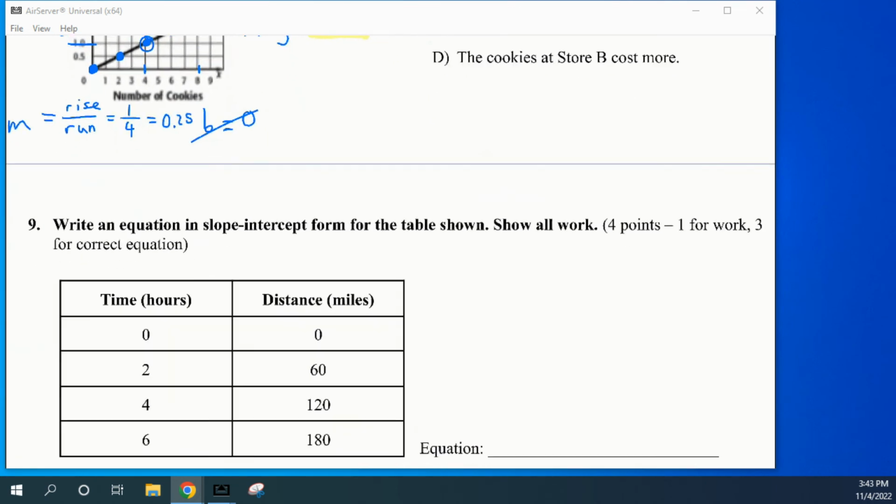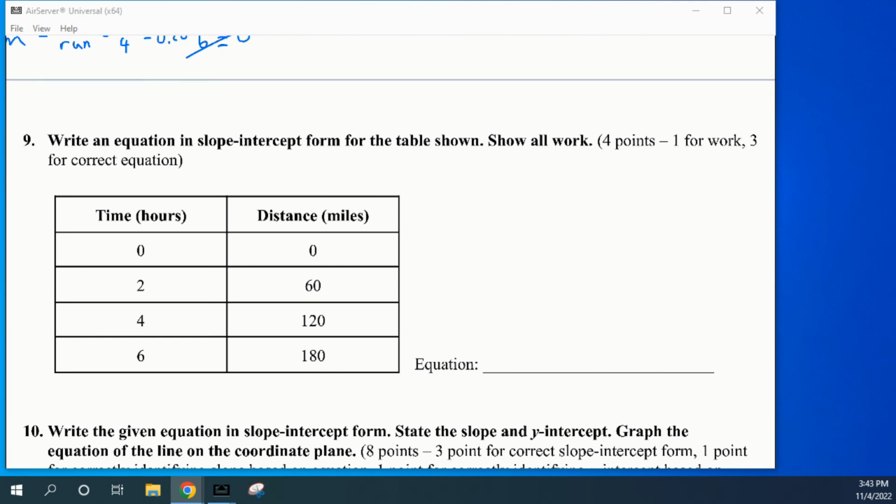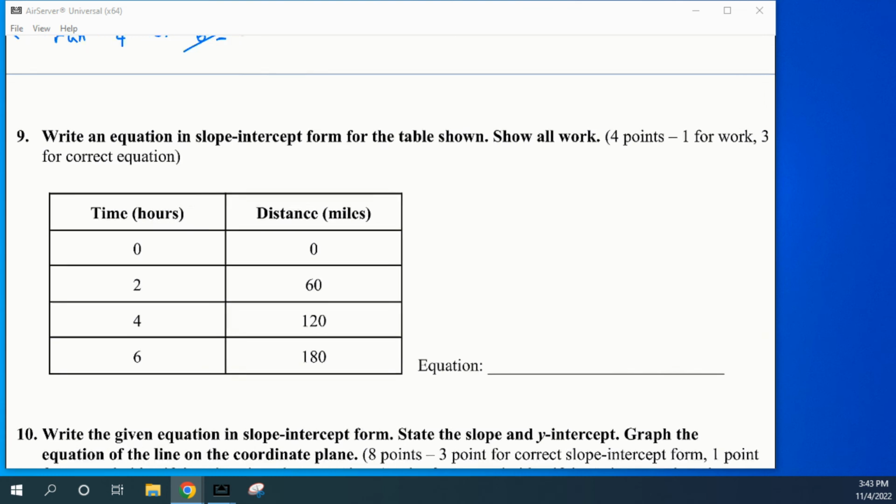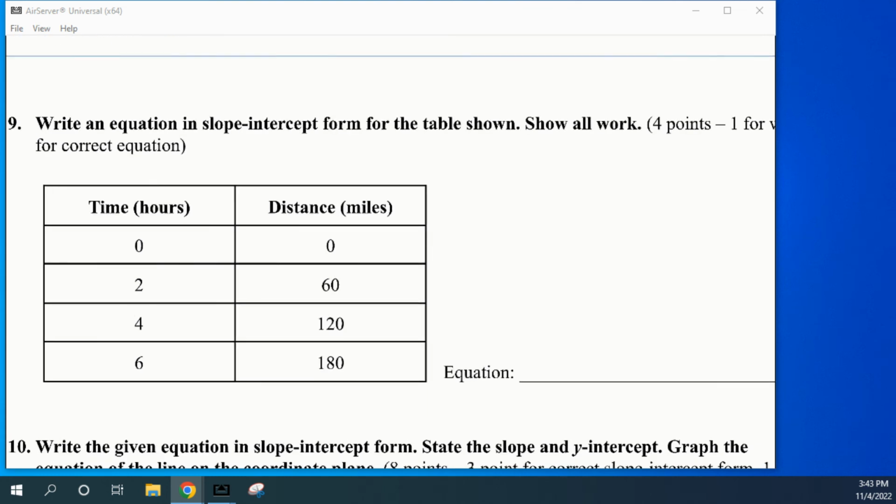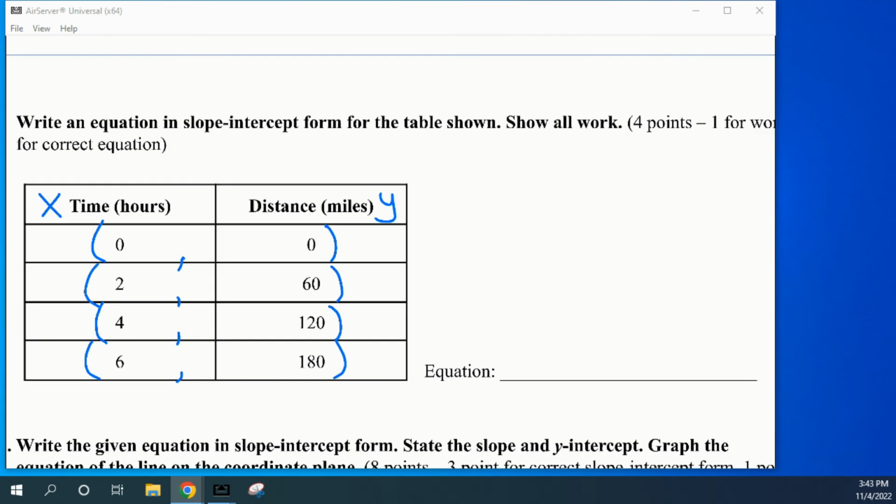A couple more. Number 9. Write an equation in slope-intercept form for the table shown. I would recommend that when you do these types of problems, you first realize that time is always x, which means your other label is going to be y. I would also recommend understanding that each of these are ordered pairs that you could plot on a coordinate plane. All right. I'm going to solve this the long way because not everybody asked about this question, so you're going to be confused about the short way to do this.